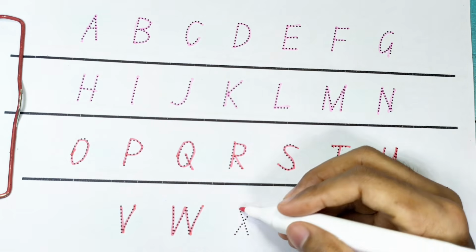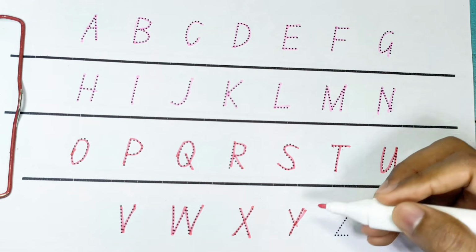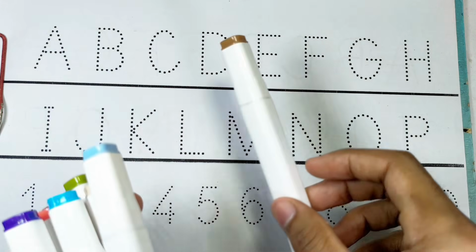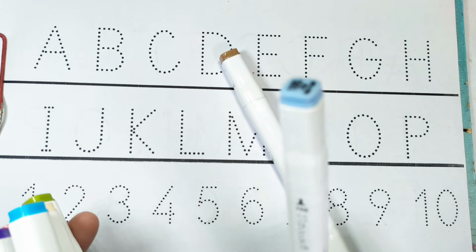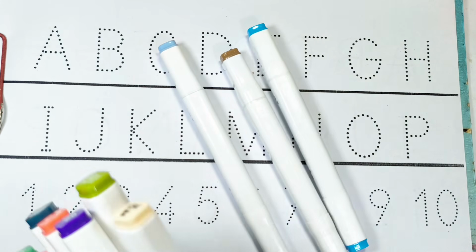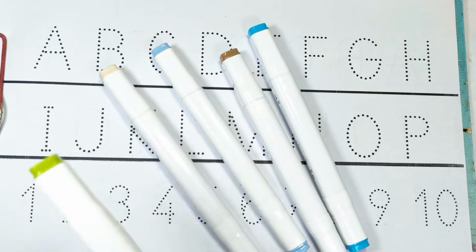W for watch. X. Y. And the last one is Z. Opening colors. Rose, big color. The next one is pale blue, light color. Now we open the color of baby blue color. Baby blue color. Raw silk color.